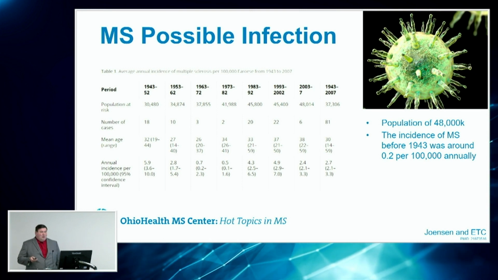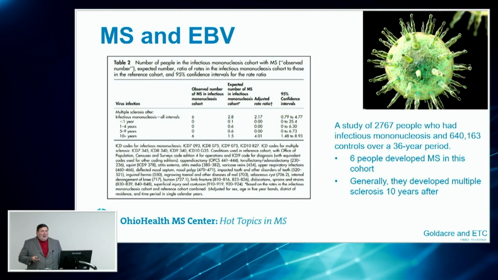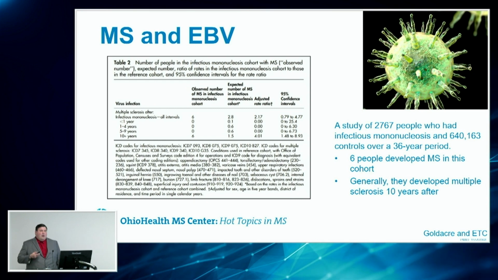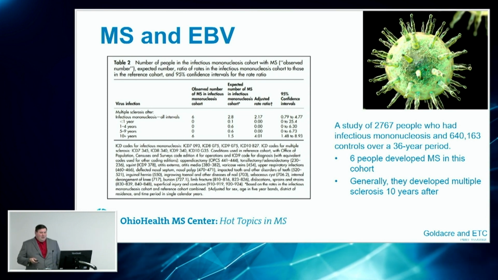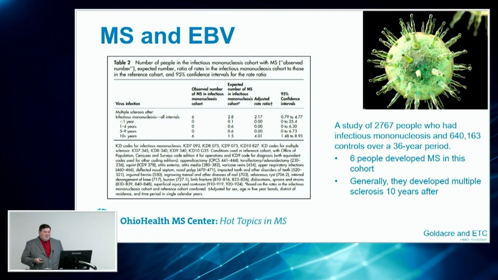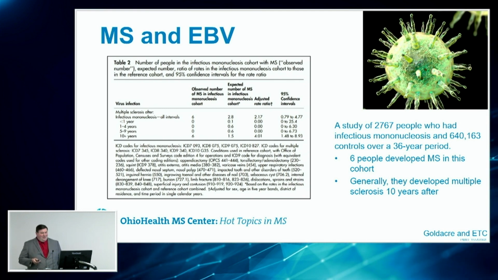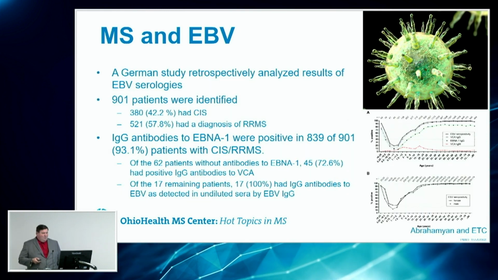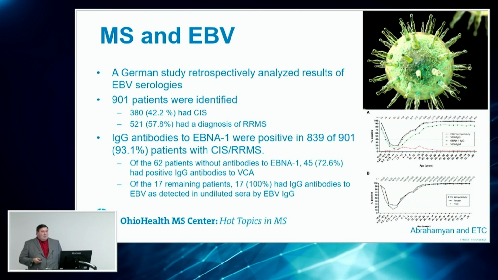Ultimately, more studies came out that further supported this. This is a relatively small study of 2,767 people in southern England who had mononucleosis, out of a possible pool of roughly 700,000 people. They were watched for about a 36-year period, and generally they didn't see the increased incidence of MS until about 10 years after. Admittedly, this is a relatively small incidence of multiple sclerosis, 6 patients out of this large population, but we did see an increased rate after the infection. And this builds on the study that really convinced me that there's probably a relationship between Epstein-Barr and multiple sclerosis.